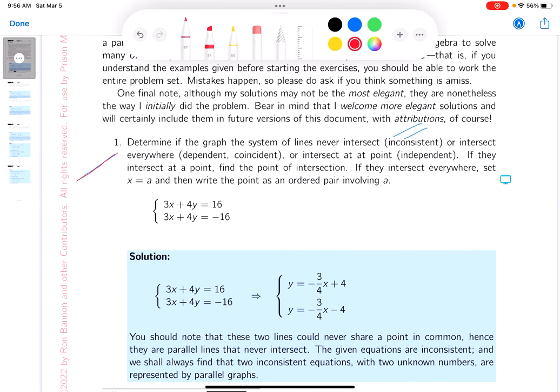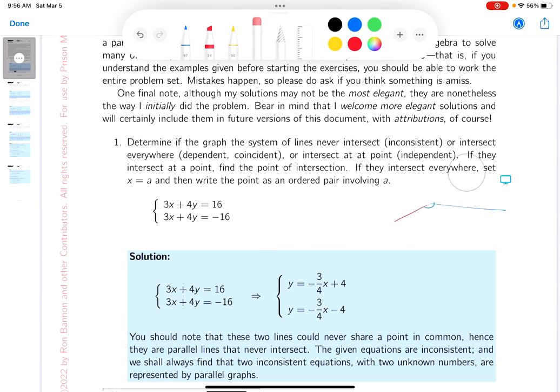everywhere, right? The other case you're talking about is what's called independent, where they intersect at one point, which means you have one line like this, and maybe another line like this over here, and they only intersect at one point, all right? They're common words that are used to describe systems of equations.